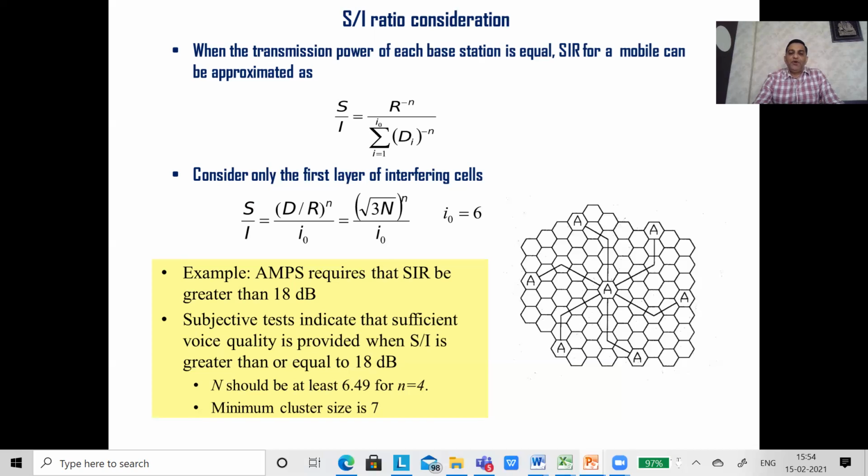Since 6.49 is not a complete value, we can take the rounded up value as 7, and that indicates the required size of cluster for maintaining the S by I ratio greater than 18 dB in the AMPS system.